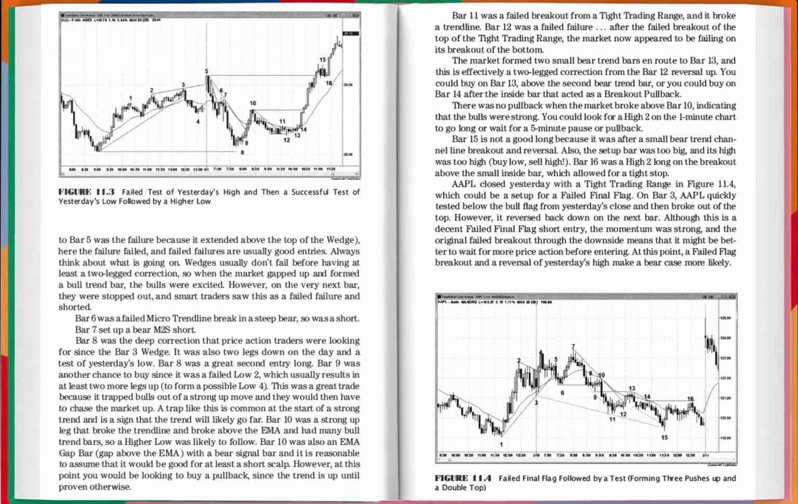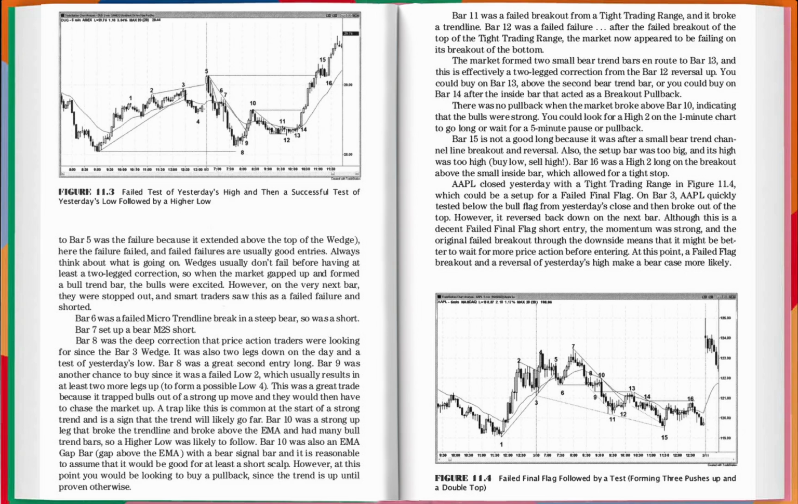The market formed 2 small bear trend bars en route to Bar 13, and this is effectively a 2-legged correction from the Bar 12 reversal up. You could buy on Bar 13, above the second bear trend bar, or you could buy on Bar 14 after the inside bar that acted as a breakout pullback. There was no pullback when the market broke above Bar 10, indicating that the bulls were strong. You could look for a high 2 on the 1-minute chart to go long or wait for a 5-minute pause or pullback.